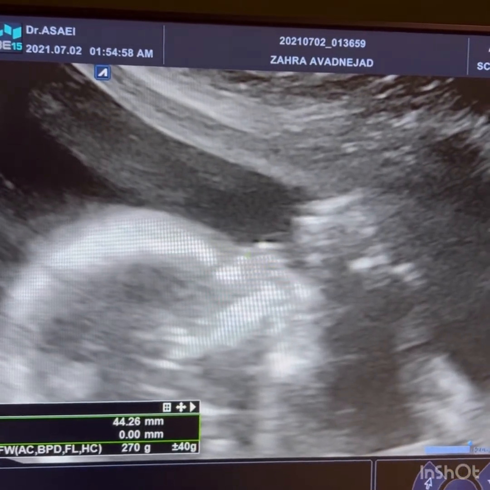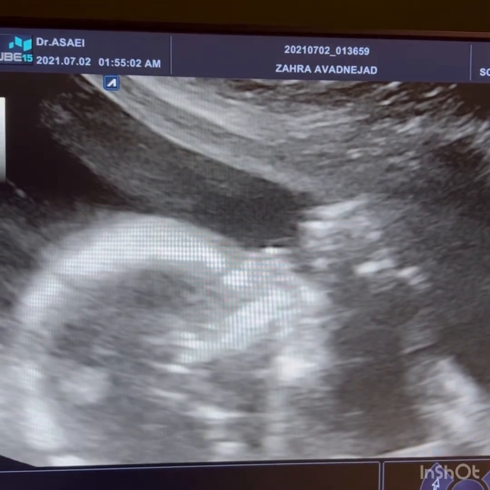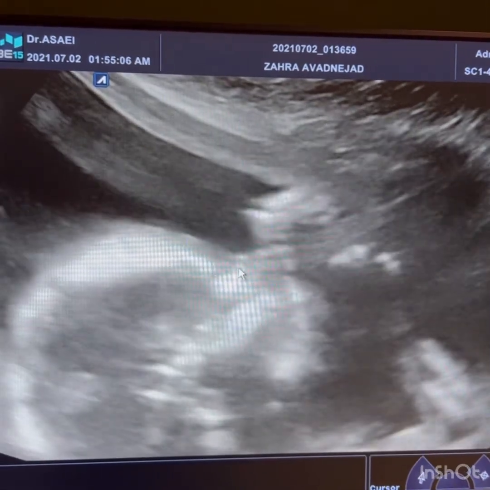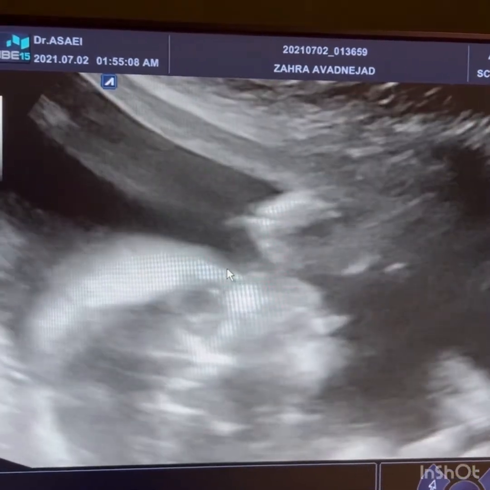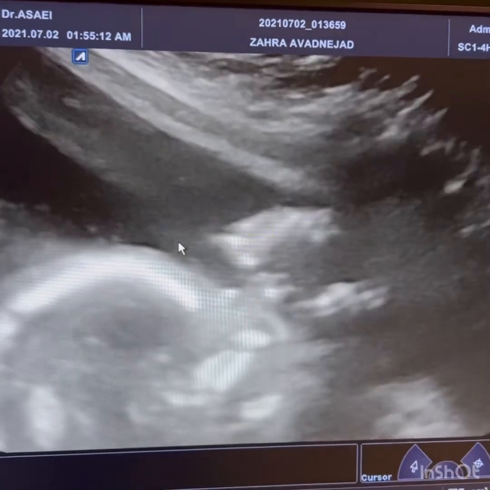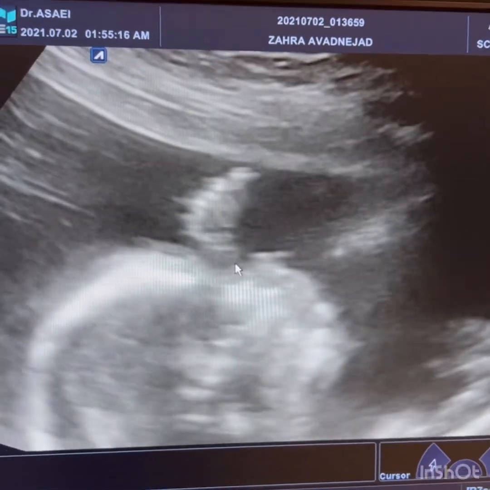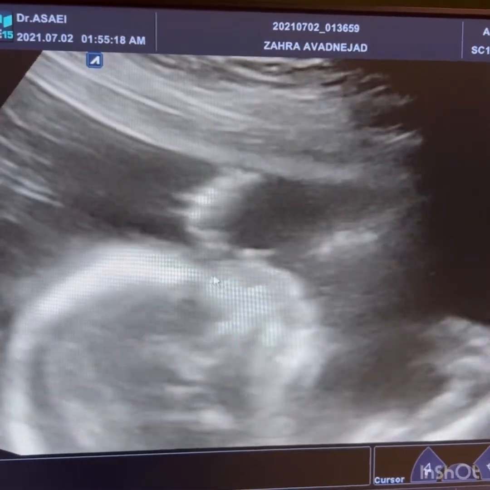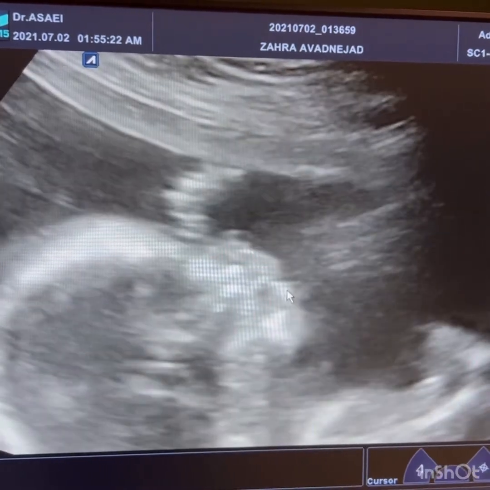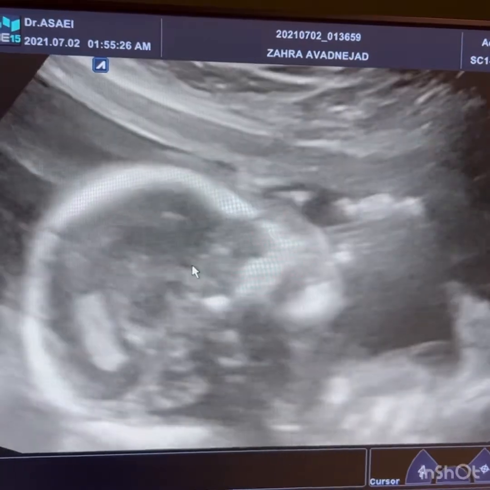Again, we can measure it here. It's about 2.7 millimeters. So we can see nasal tip, nasal bone in mid-sagittal view of the fetus. Again here, we can see hypoplastic nasal bone, nasal tip, upper lip, chin and lower lip.